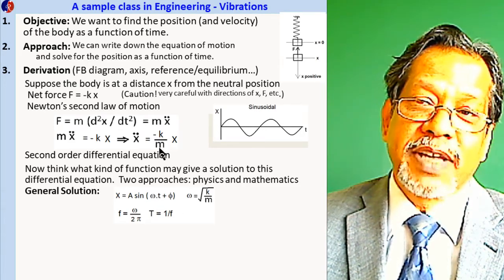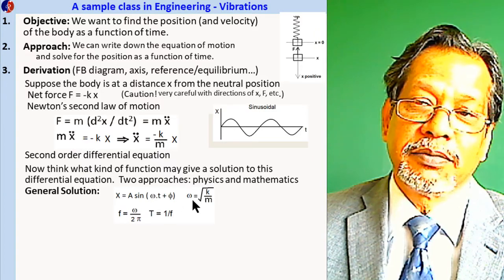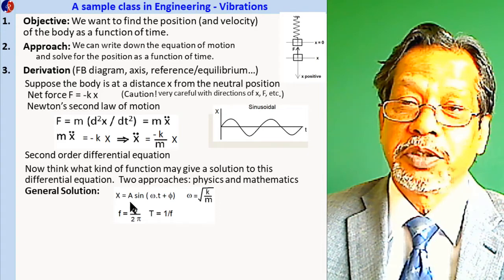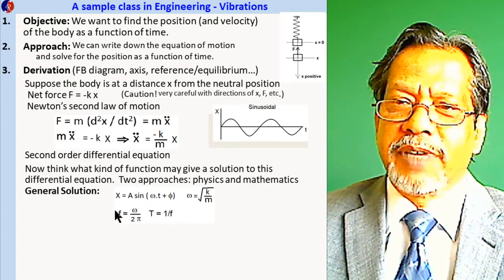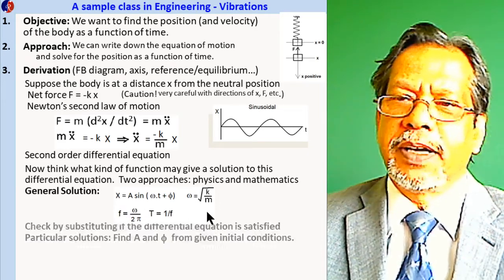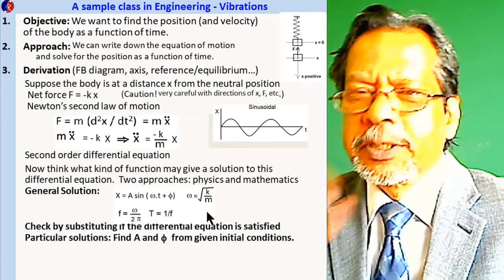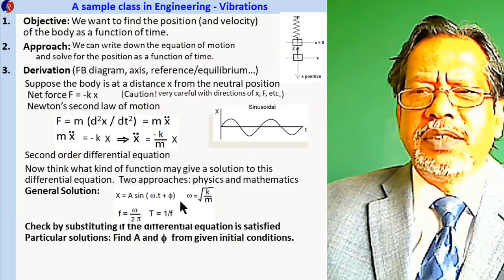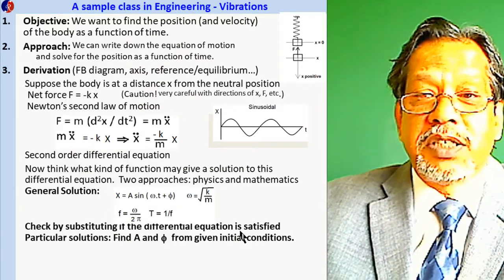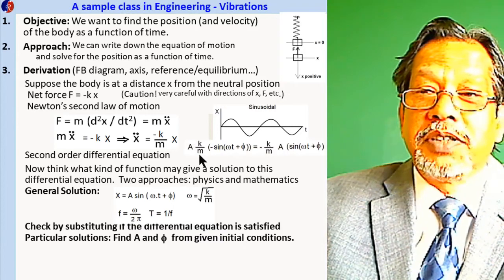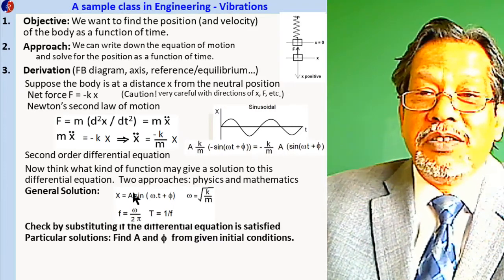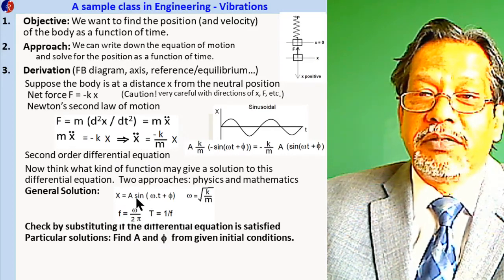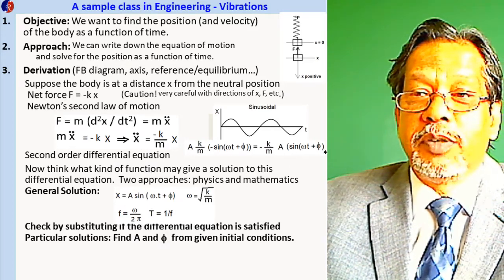How this is derived, k over m equals omega squared, square root k over m equals omega, etc. You can derive the equation and show. We'll talk about this frequency, etc. later on. Okay? Check by substituting if the differential equation is satisfied. I just said this is going to satisfy it. Does it satisfy? Well, this is how it is. How are you going to verify? Just take the second derivative, put it on this side, and put this x over there just from this formula, and see if both sides are equal.